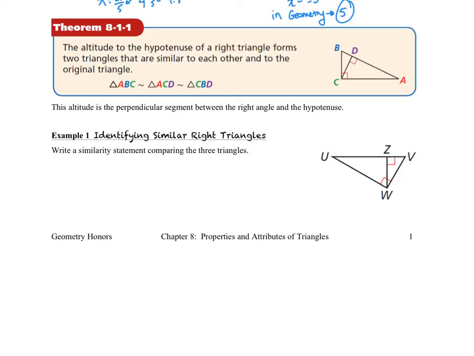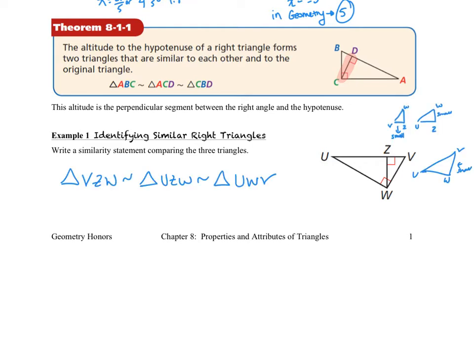So the altitude is like height. So if we're looking at the altitude CD right here, the altitude to the hypotenuse of a right triangle forms two triangles that are similar to each other and to the original triangle. So all three end up being similar to each other. Write a similarity statement comparing the three triangles.